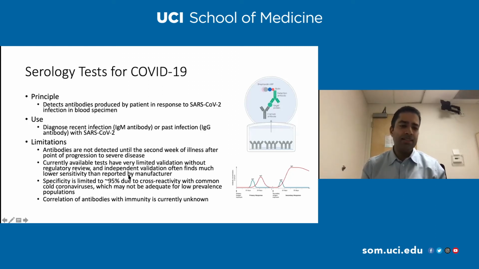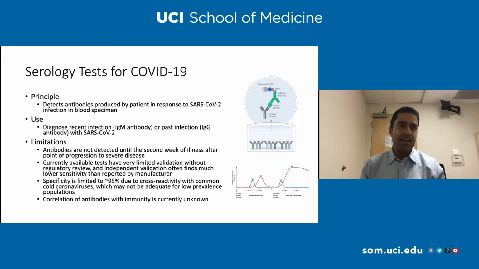The limitation of these tests is they're not detected until the second week of illness after symptoms. So usually by that point, the patients that were going to have severe disease have already progressed to severe disease. So it's not really as useful in the acute setting to diagnose a patient you think has acute infection.